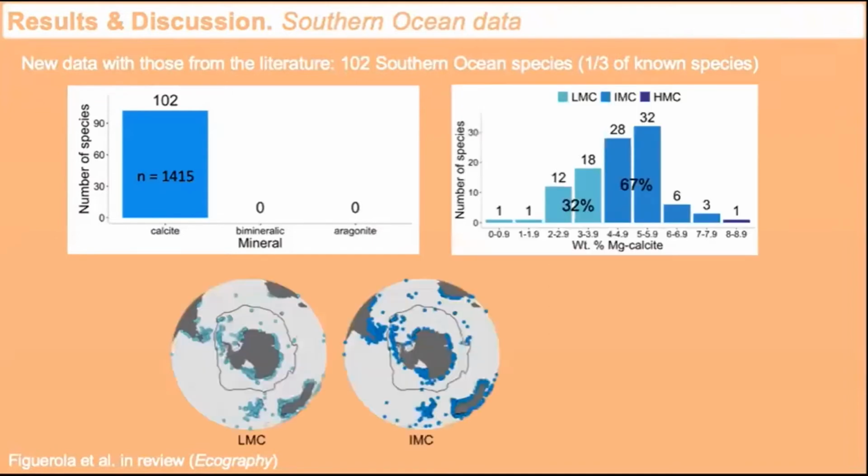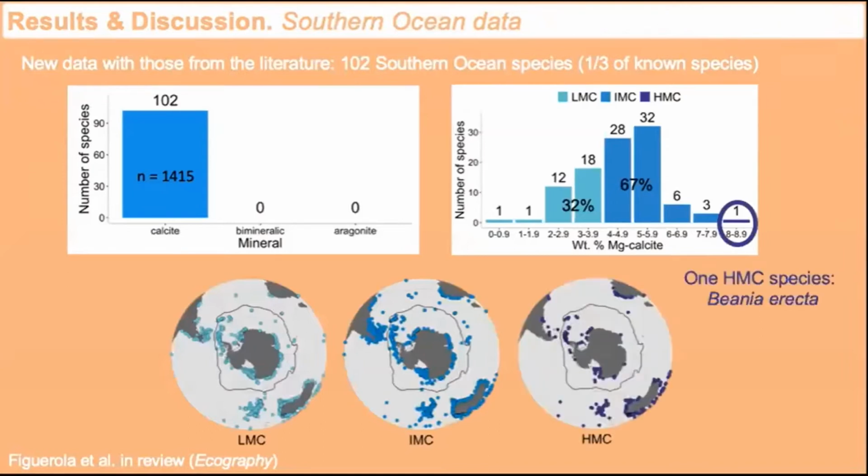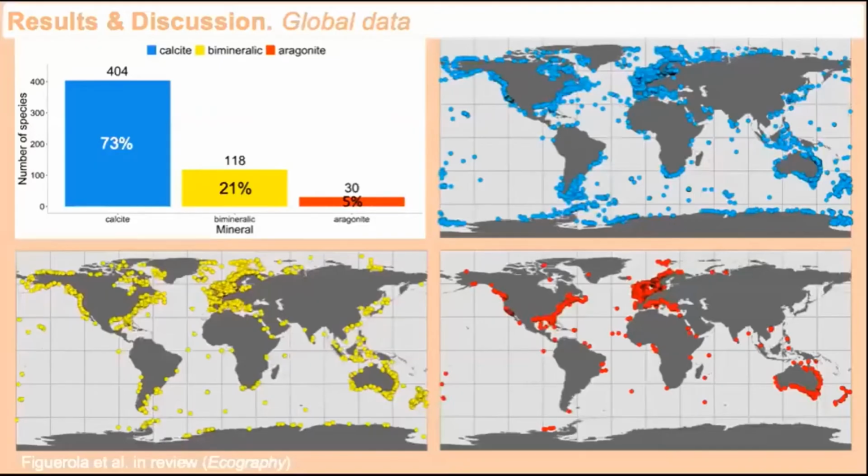Most species had intermediate magnesium content skeletons, and there was only one species with high magnesium content, consistent with the previous global data. And this is expected due to the higher solubility of high magnesium calcite in cold waters. Globally, we found most species were calcitic and the remaining were bimineralic and aragonitic, as previously found in other studies.